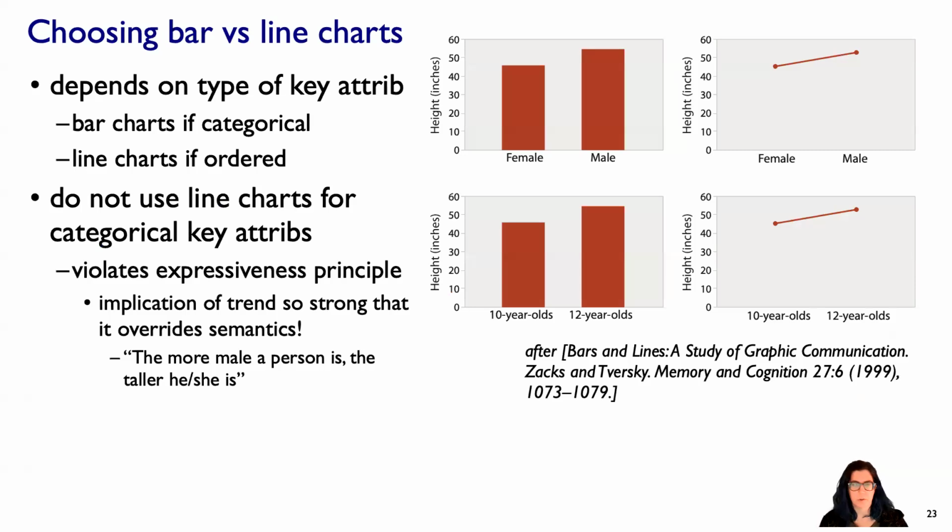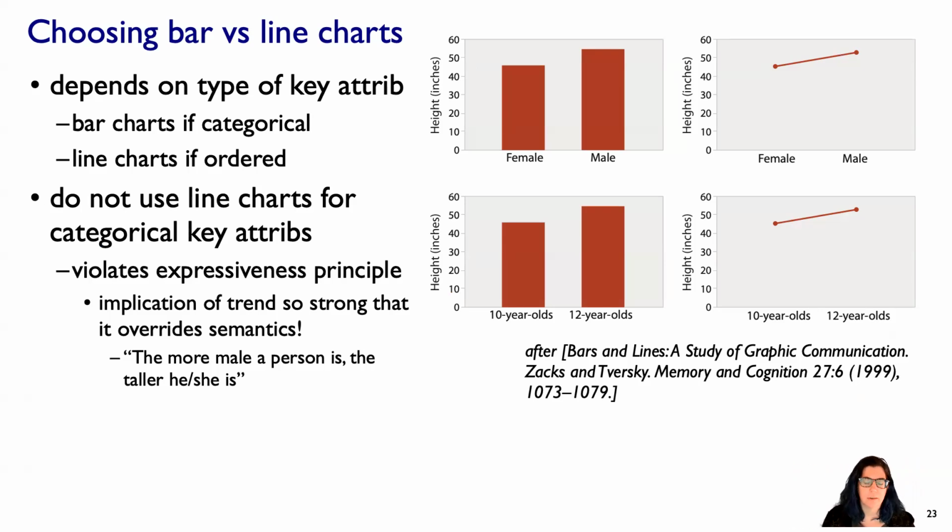So when should we use which one? It depends on what your key attribute is. If it's categorical, use a bar chart. If it's an ordered attribute, use a line chart. Don't get those backwards because people will make crazy conclusions. There's this expressiveness principle we keep talking about, and we don't want to violate that. By connecting things up, we have a strong implication that one leads to the other.